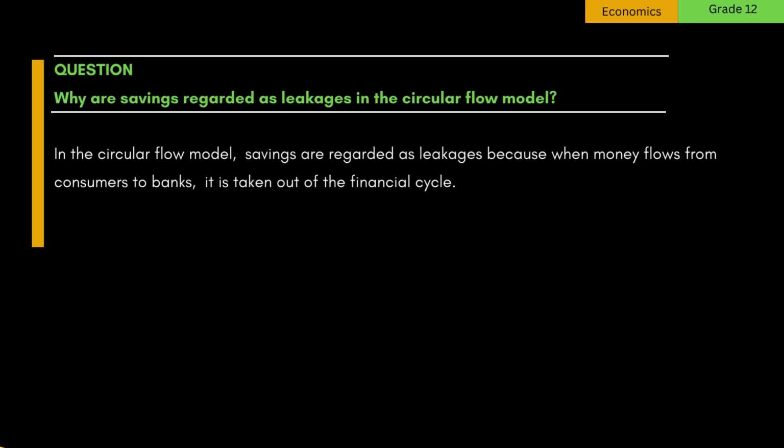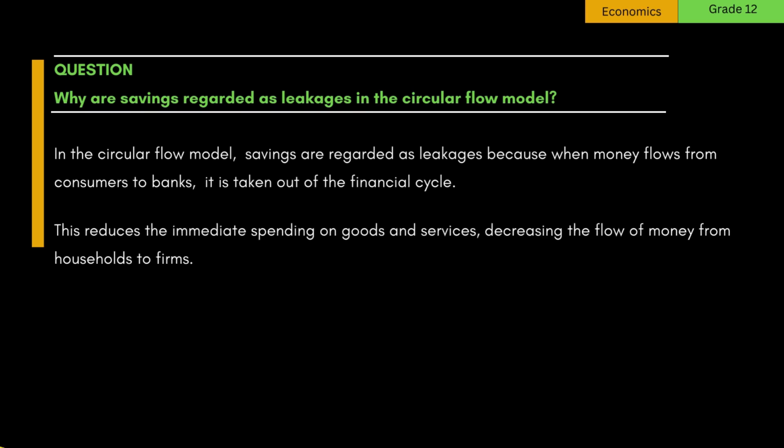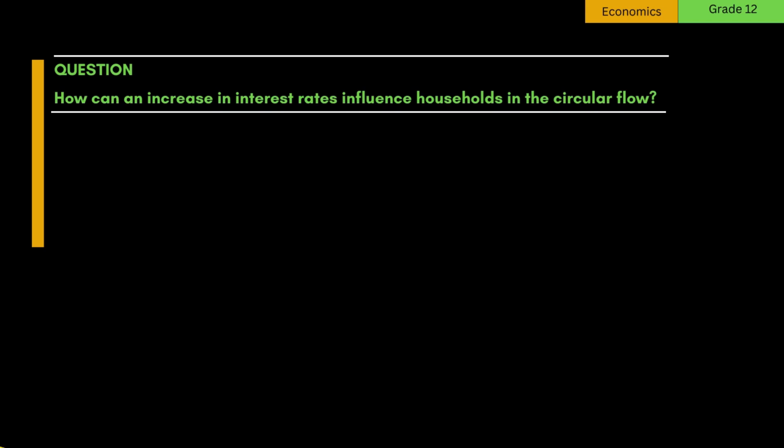In the circular flow model, savings are regarded as leakages because when money flows from consumers to banks, it is taken out of the financial cycle. This reduces the immediate spending on goods and services, decreasing the flow of money from households to firms. Question: how can an increase in interest rates influence households in the circular flow?